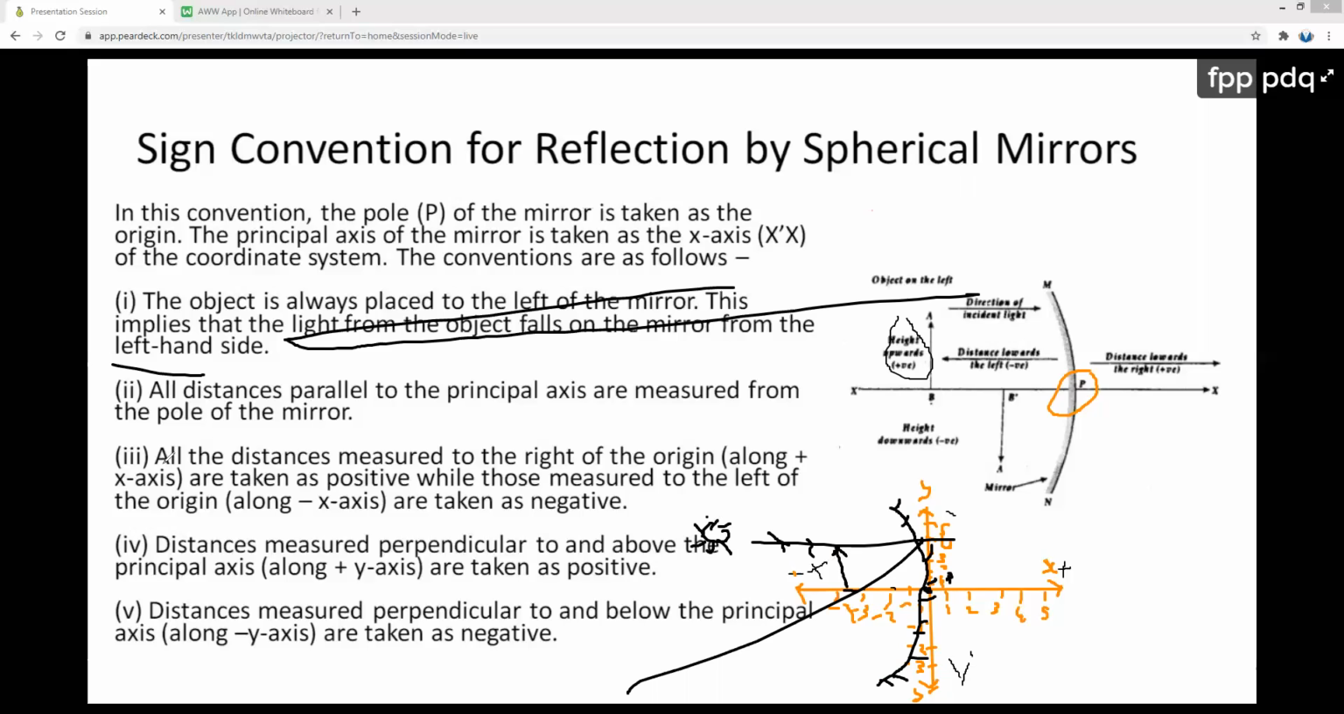The third one: all distances measured to the right of the origin along the plus x-axis are taken as positive. Suppose we have the last case, when the object is placed between, like over here. Then your image will be formed over here, and the distance from the pole to this image will always be positive, and in this case it will be negative. Whenever they ask you to take the distance of the incident ray or reflected ray, or the distance from the object to the pole, always take it as negative. Basically that.